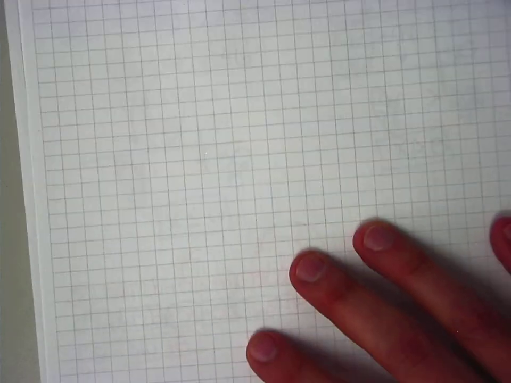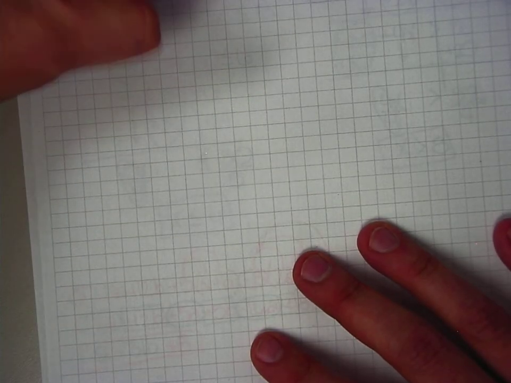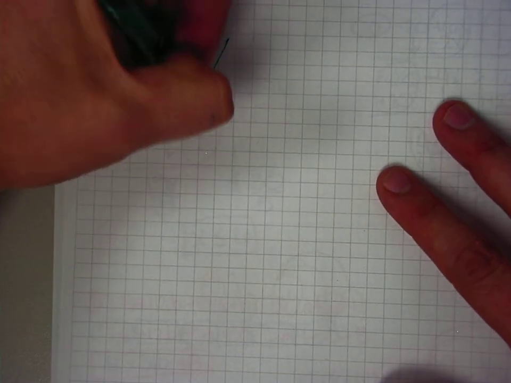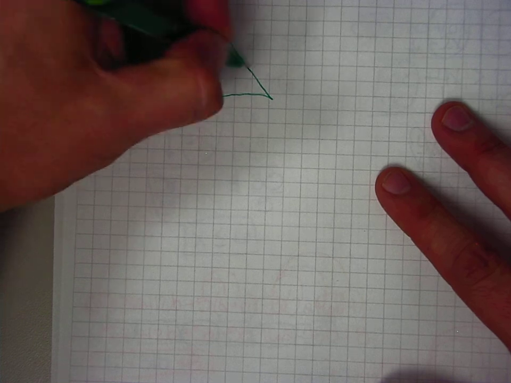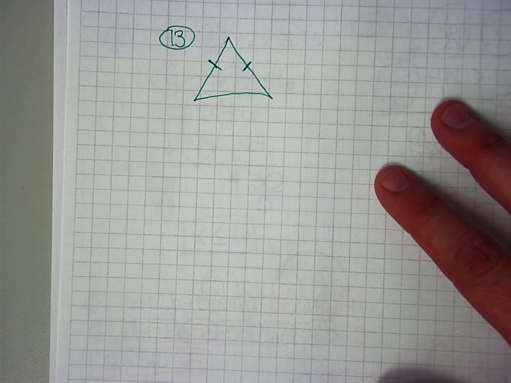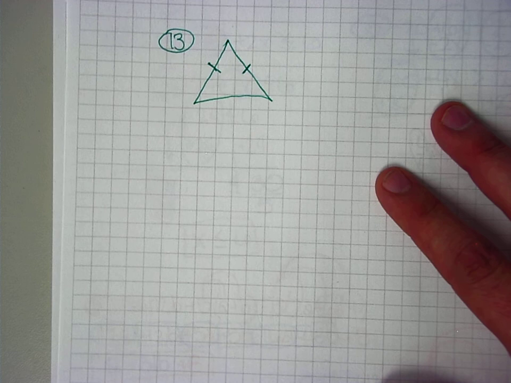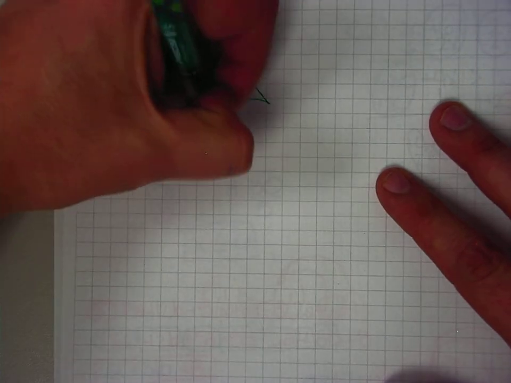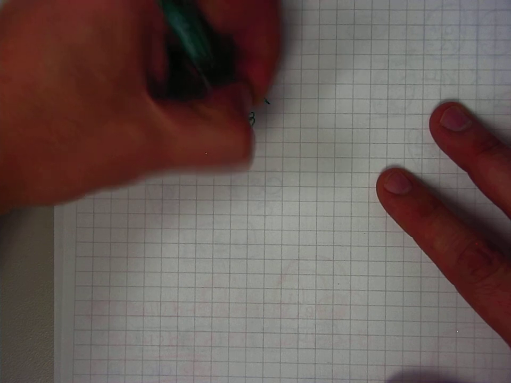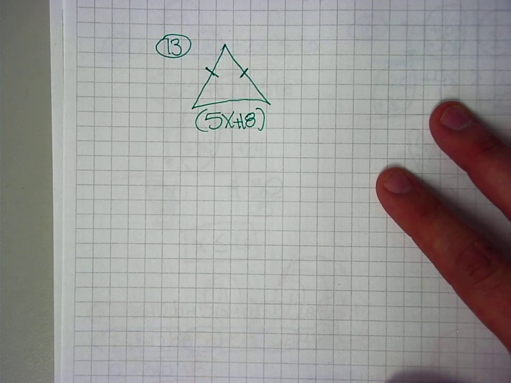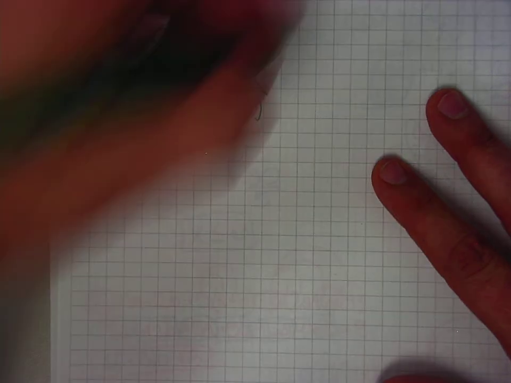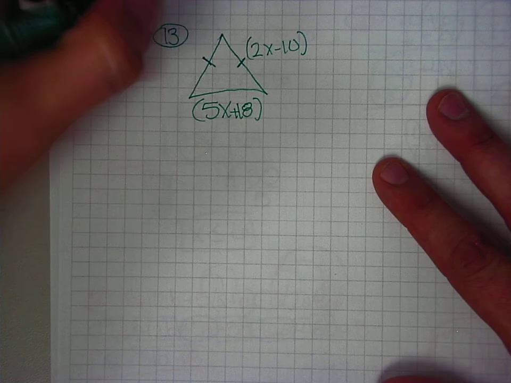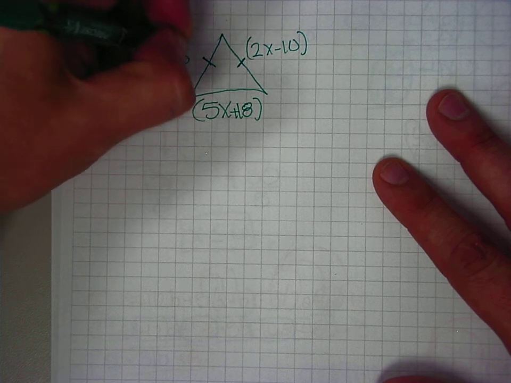I'll go ahead and recreate it because I like using my own paper to do my own thoughts and have more space. So I have an isosceles triangle. Isosceles means that we have two sides that are congruent. That means they have the same length. And they tell me that in this isosceles triangle, the base is 5x plus 18. Okay, so there we go, 5x plus 18. And the side is 2x minus 10. And if one side is 2x minus 10, the congruent side is also 2x minus 10.